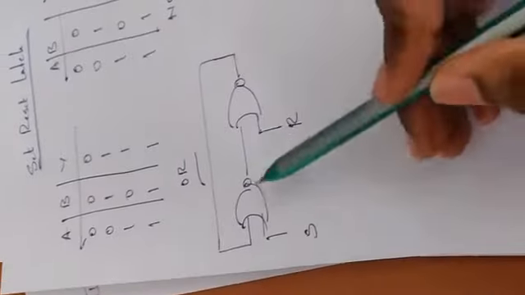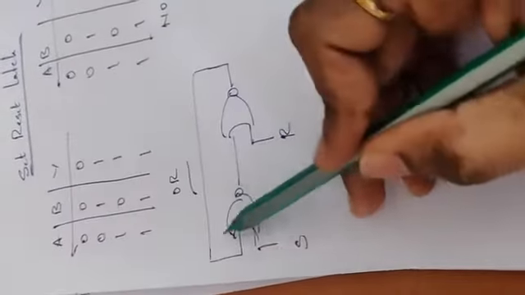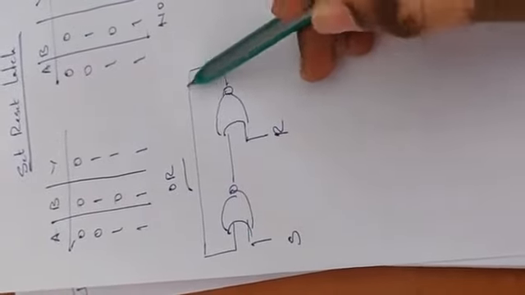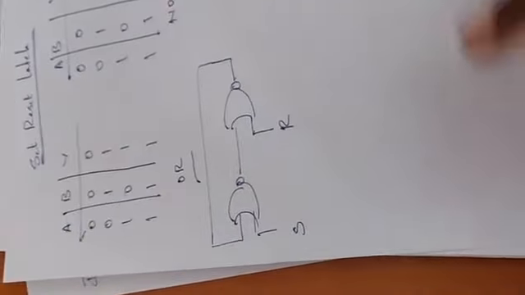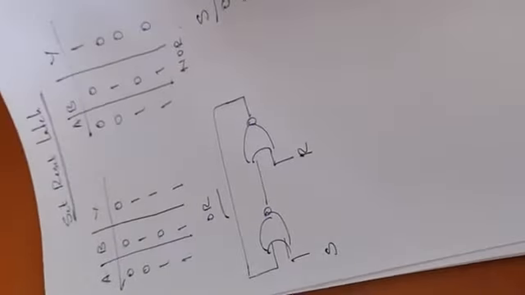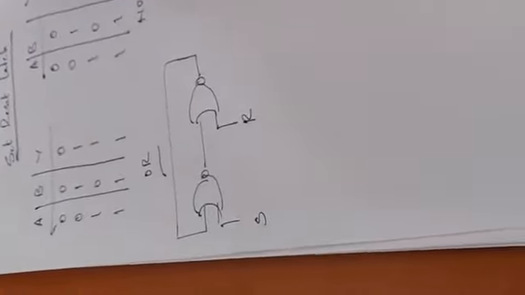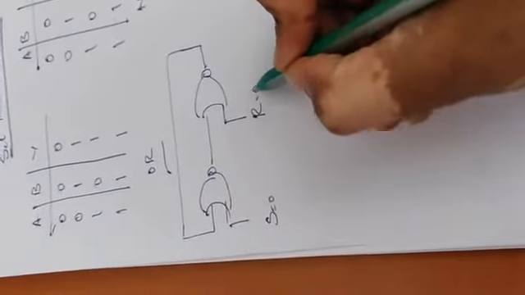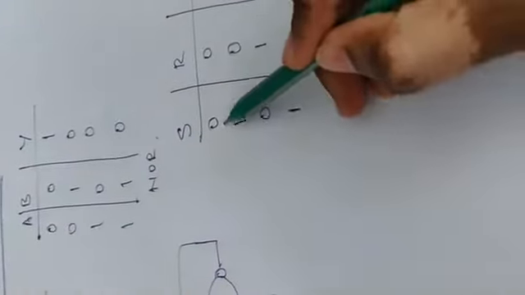I have drawn NOR gates here. This is a feedback line. To make a sequential circuit, we have drawn feedback. The output of this gate is connected back to the input of the other NOR gate. So this is how the sequential circuit looks. Let me take the first condition, S is equal to 0, R is equal to 0.